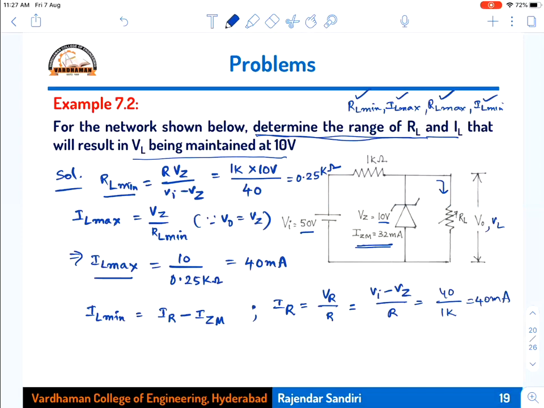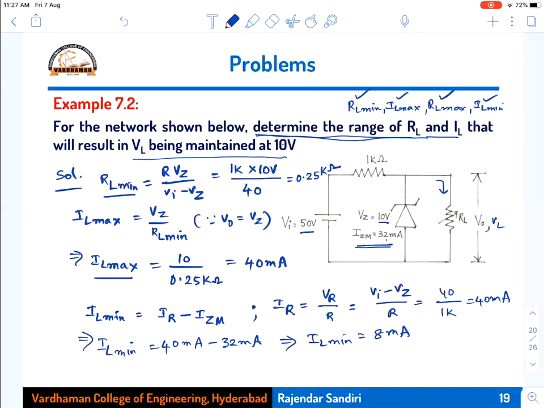That IR value you just use here. IL minimum is equal to 40 milliamperes minus IZ maximum. How much is that? Already given, 32 milliamperes. Therefore, IL minimum is equal to 40 minus 32, which is 8 milliamperes. Okay, very good. Then IL minimum is 8 milliamperes.